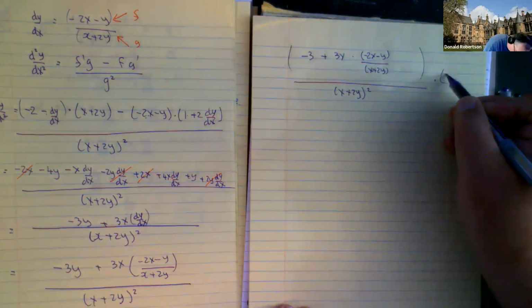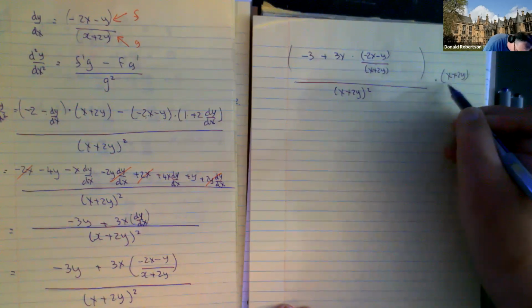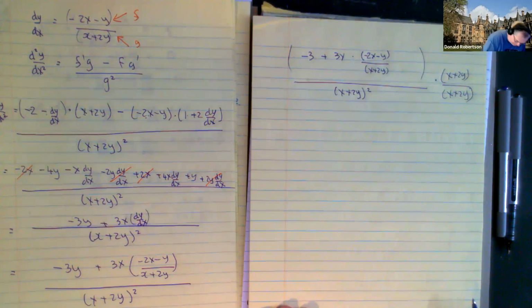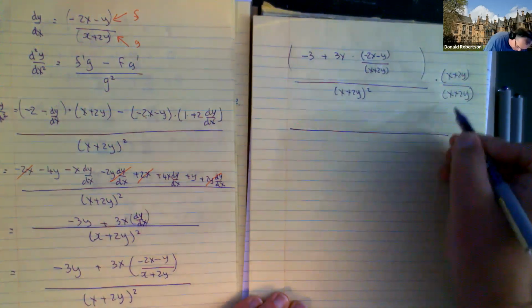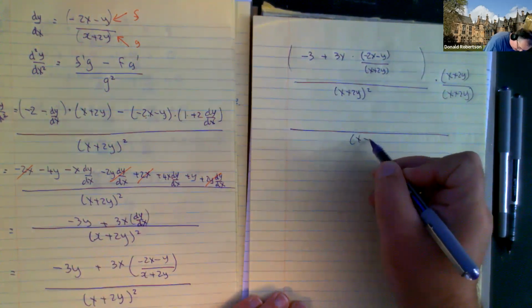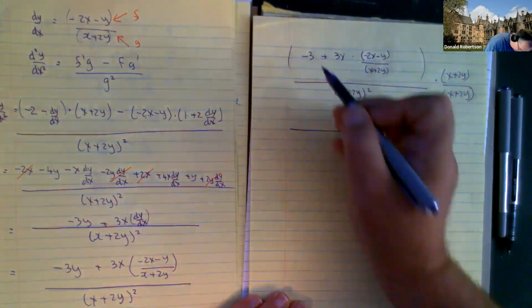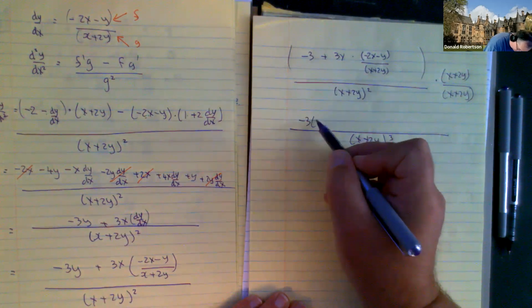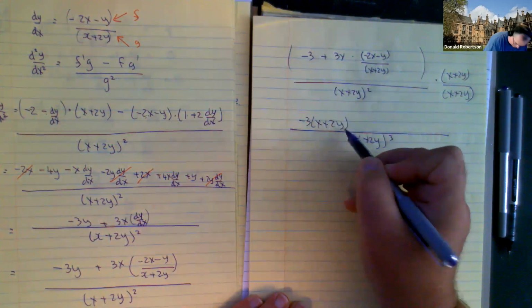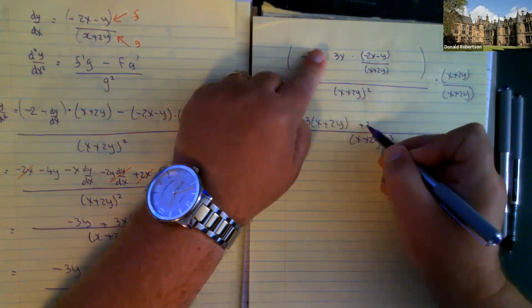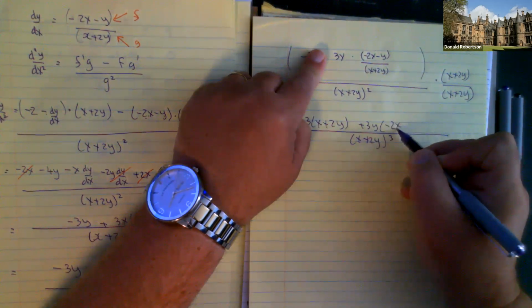And I am now going to multiply the top and bottom. So this is how you get rid of the fraction, by a special version of 1. So the bottom will now become x plus 2y cubed. This guy times this guy gets you negative 3 lots of x plus 2y. And this fraction times this one gets you plus 3y, negative 2x, negative 1.